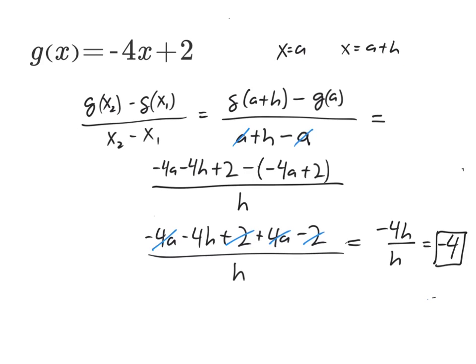Now the second part of that says, show that the average rate of change is the same as the slope of the line. Well, if you notice, the average rate of change here is negative 4, and the slope of this line is right here. And if you notice, this negative 4 is the same as this negative 4. So it worked.